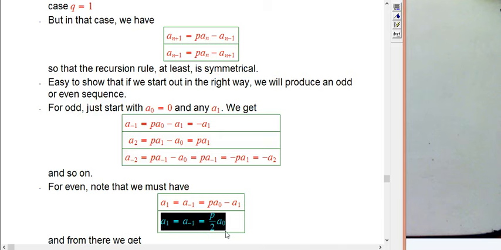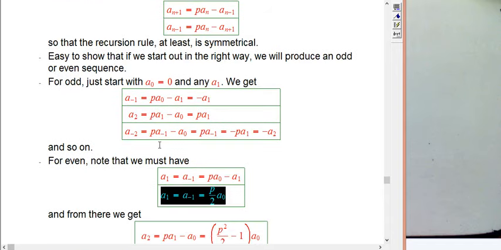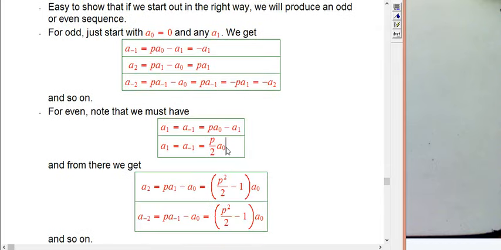So that's something that's not obvious when you first think about it. It's like, well, I'm just going to start with any A naught and any A1 and it's going to work. It's not. You have to have a special relationship between A naught and A1. But if you have this relationship, then it's going to work. A2 is P A1 minus A naught by the recursion, so that's just P squared over 2 A naught minus A naught.